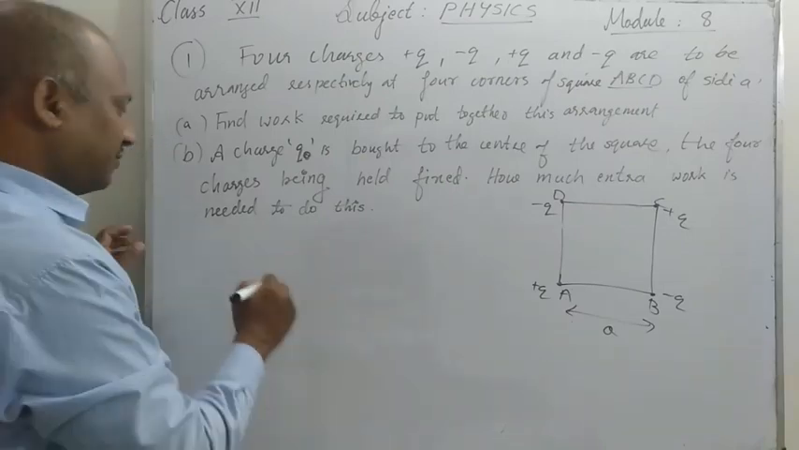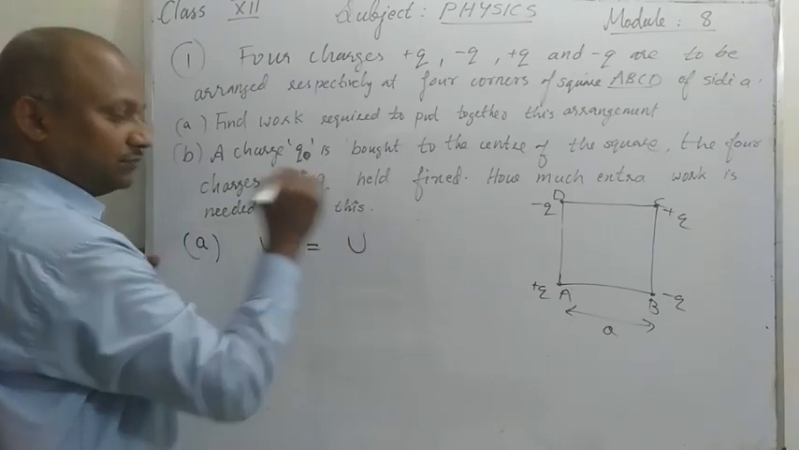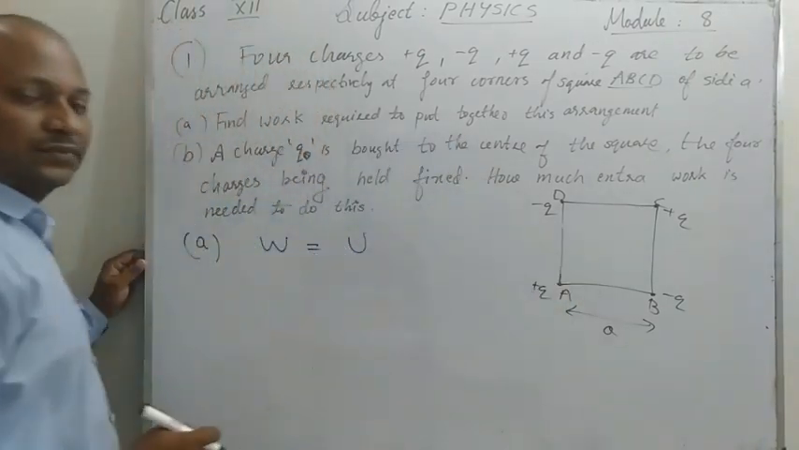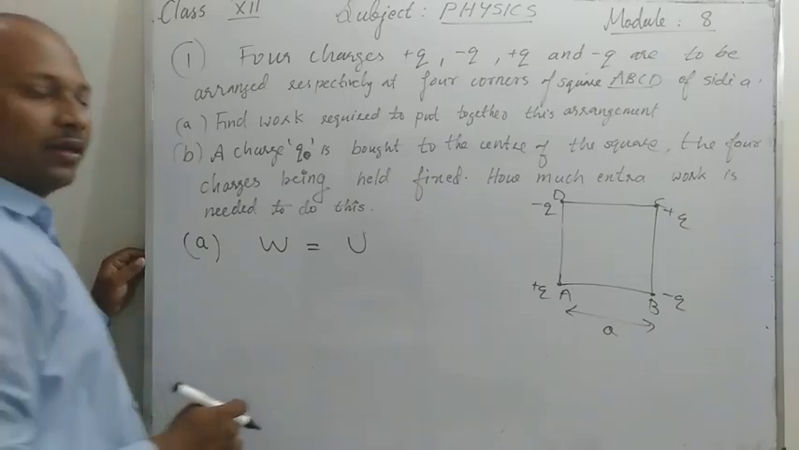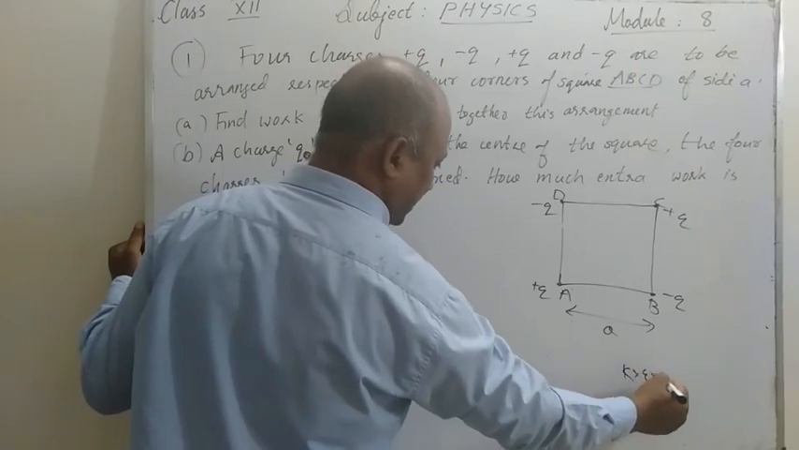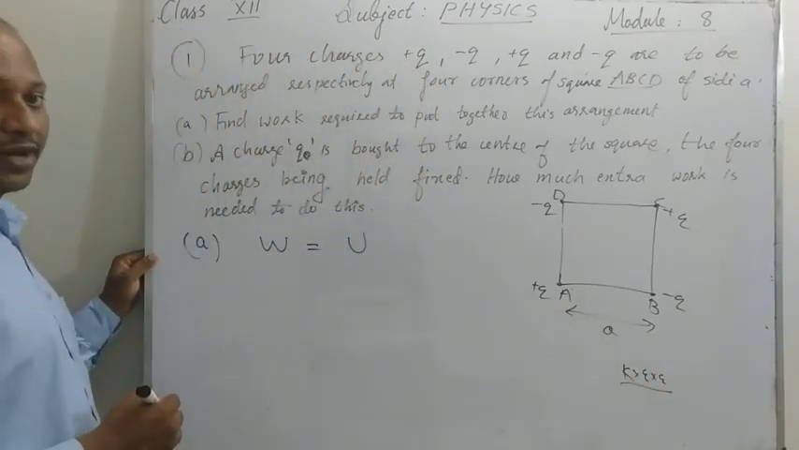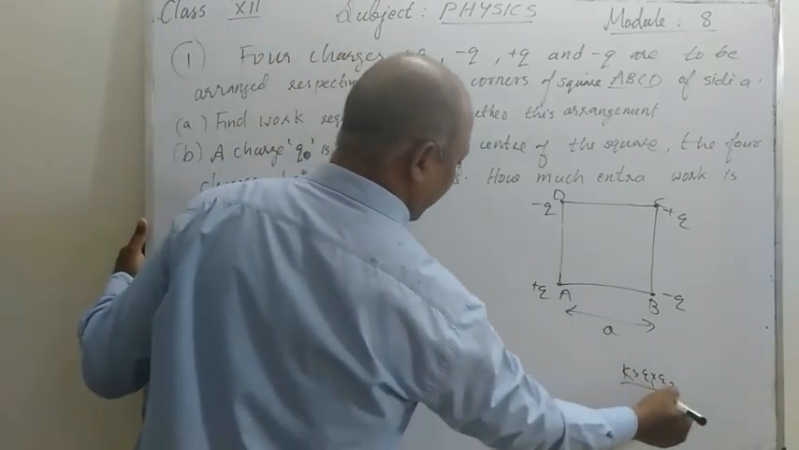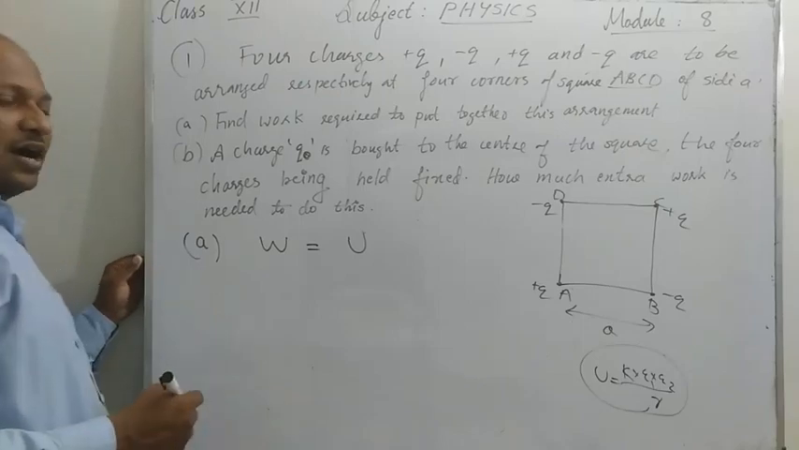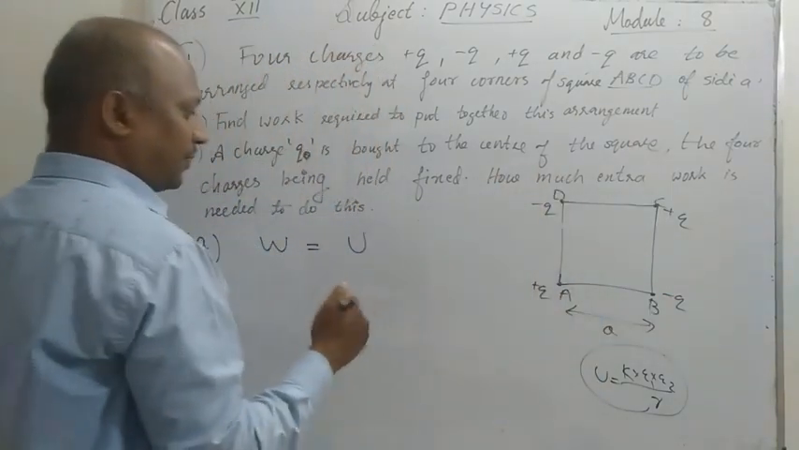So the work, we know that work is equal to what? Energy. And total energy of the system is very simple. The formula for energy is K into first charge into the second charge divided by the distance, K q1 q2 upon r. That's a formula we have. Potential energy. So here how many potential energies? Four potential energies at the sides.